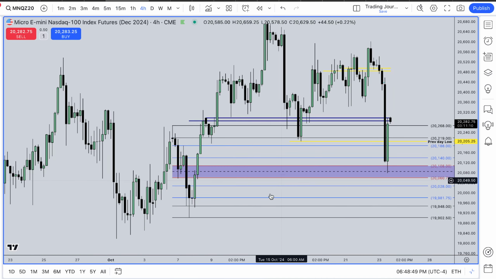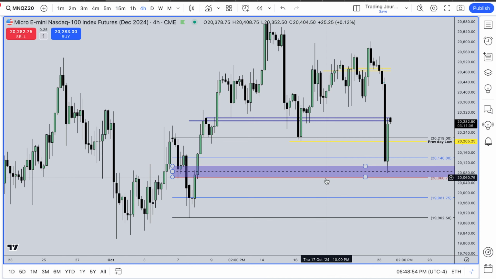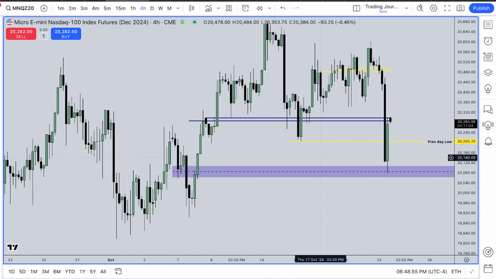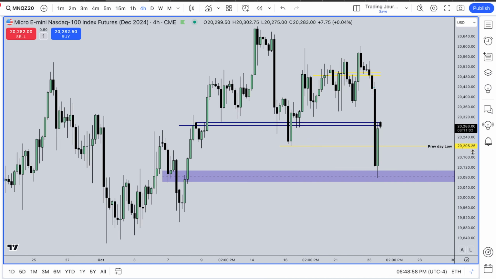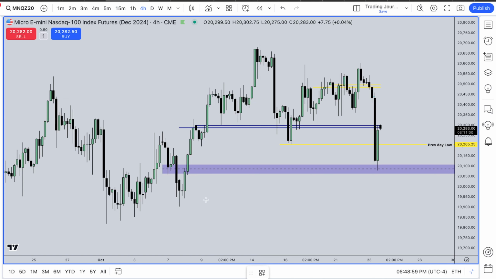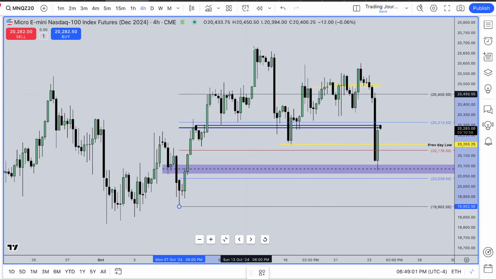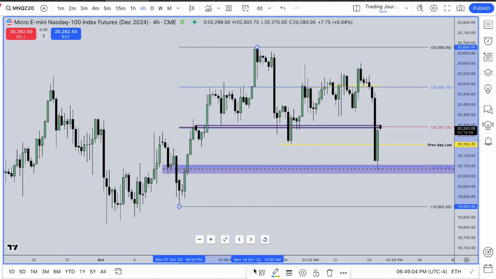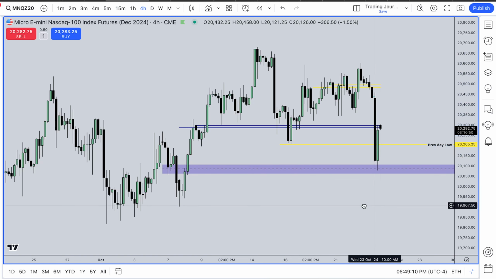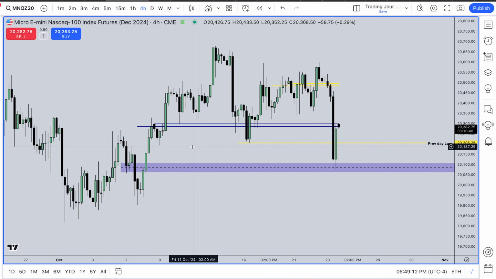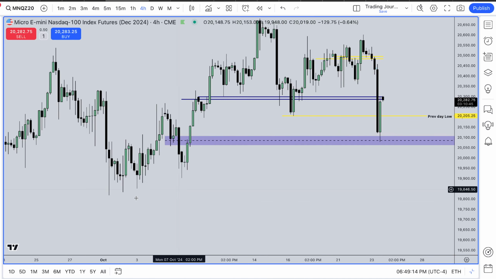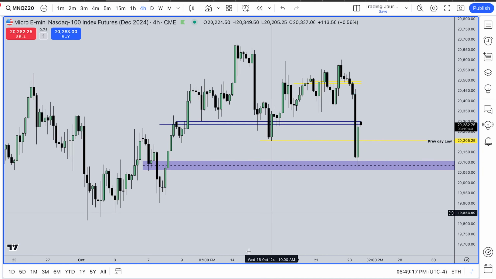So we just did, right? So remove this, this, and now we measure this range, optimal trade entry, somewhere around here. We sweep this low. These are relative equal lows. We sweep those. We still have these open. I'll come on to that later on.